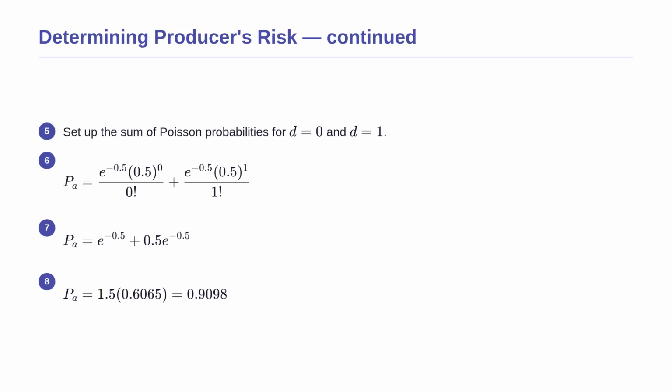Continuing our calculation, we set up the sum of the Poisson probabilities for D equals 0 and D equals 1, using our new expected value of 0.5. The first fraction simplifies to just the exponential term, e to the negative 0.5. The second fraction leaves a 0.5 multiplier. Factoring out the common exponential part, we get 1.5 times e to the negative 0.5. This evaluates to 0.9098. So there is a nearly 91% chance that this perfectly good lot will pass the inspection.